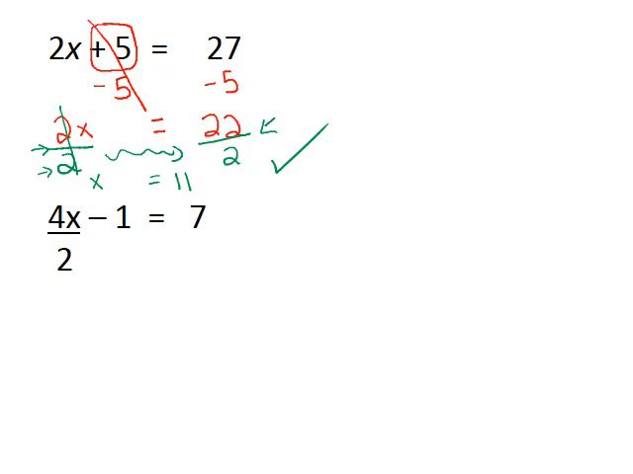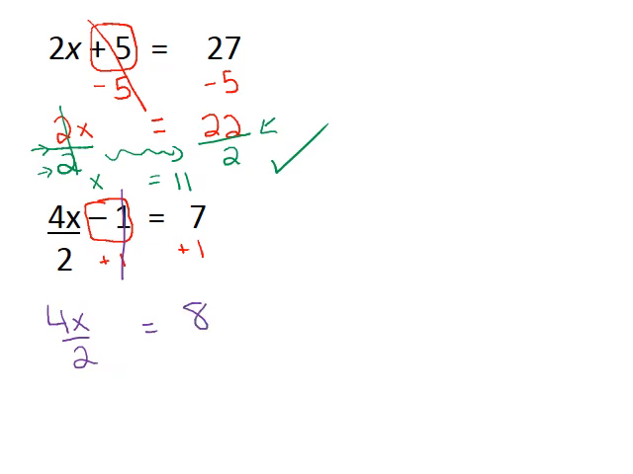Okay, let's try this next one. 4x divided by 2, take away 1, equals 7. So the first thing I want to do is get rid of this extra chunk. That's the easiest way to start. So the opposite of minus 1 is plus 1. If I do that to one side, I better do it to the other. So these guys cancel out, and I'm left with 4x over 2 equals 7 plus 1 is 8.